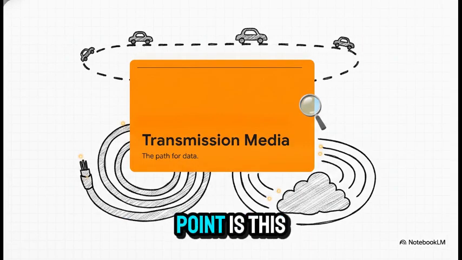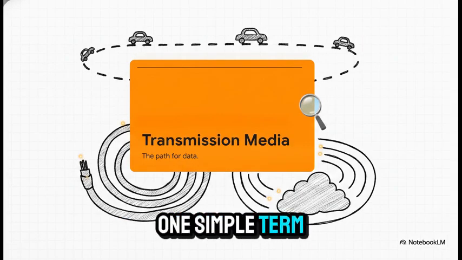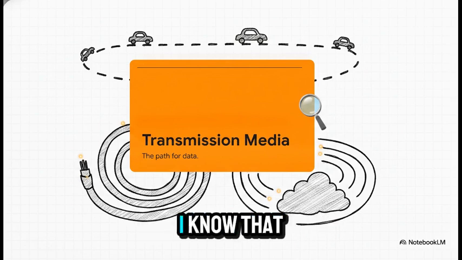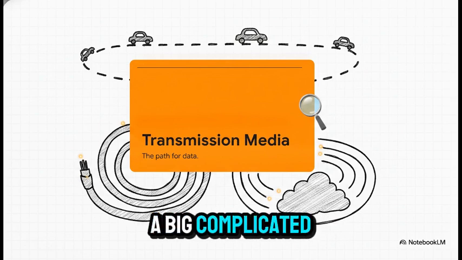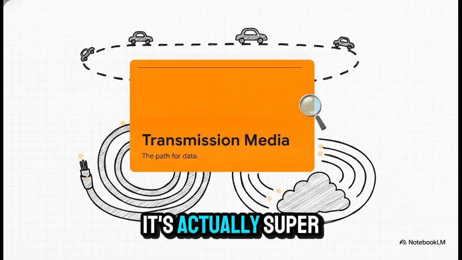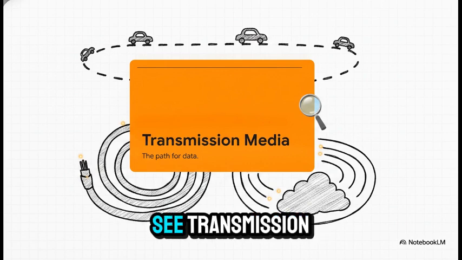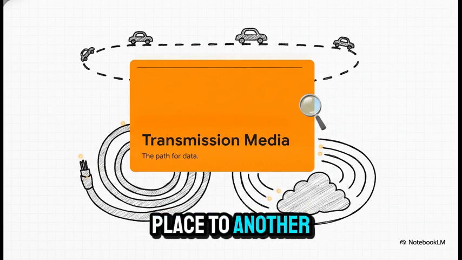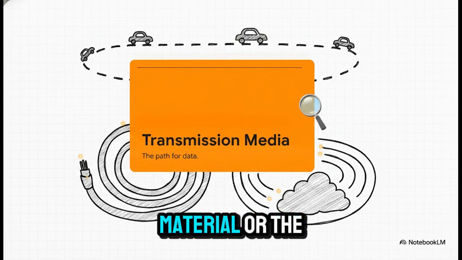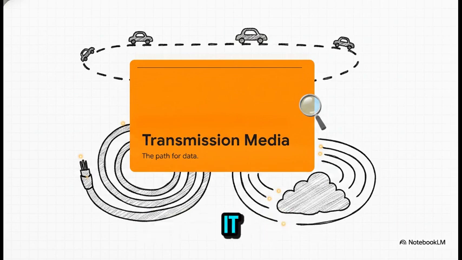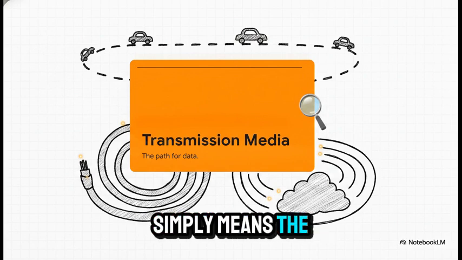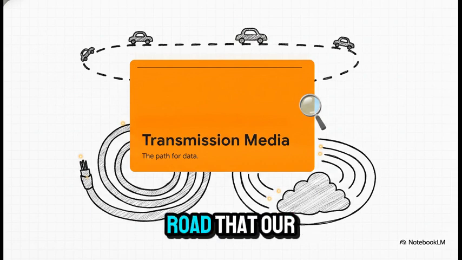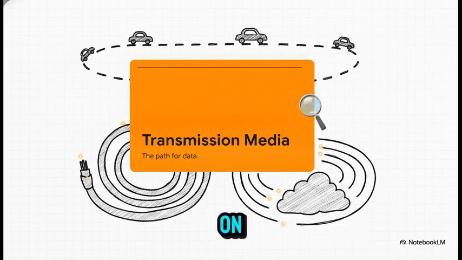So, the crucial point is this one simple term, transmission media. Now, I know that might sound like a big, complicated, sciencey word, but it's actually super easy to understand. See, transmission just means sending something from one place to another. And media, that's just the material or the path that carries it. So, transmission media simply means the path for data. It's literally the road that our digital information drives on.